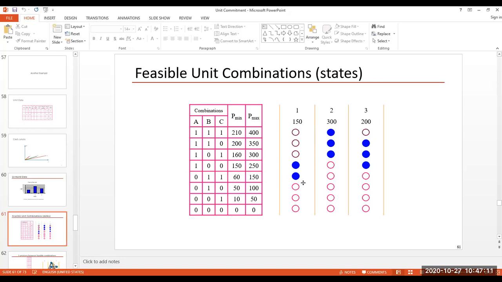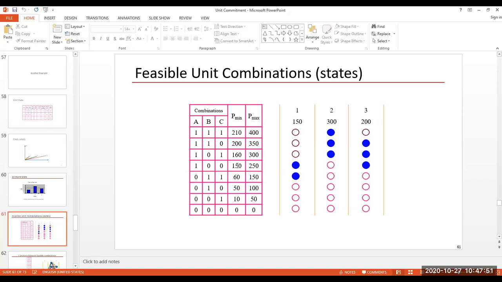What we are doing here is trying to find out, at each hour, which states or combinations are the feasible ones. So let's check. As the demand is 150, this cannot be a feasible state because it doesn't have sufficient capacity. This can produce a maximum of 50, so it cannot satisfy 150. On 100, it cannot satisfy 150. 150, yes, it can satisfy. So this will be one of the feasible states in hour 1.